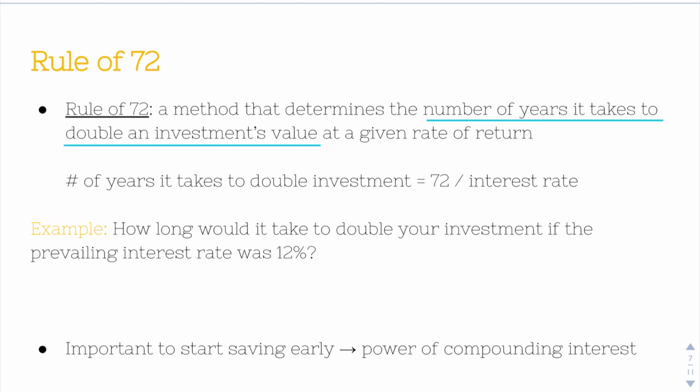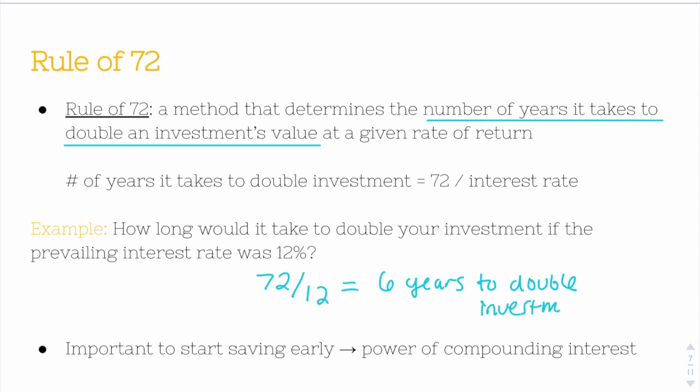So an interest rate of 12% would be written as 12, not 0.12. So in the example, it says how long would it take to double your investment if the prevailing interest rate was 12%? So it would be 72 divided by 12 equals 6 years to double the investment.